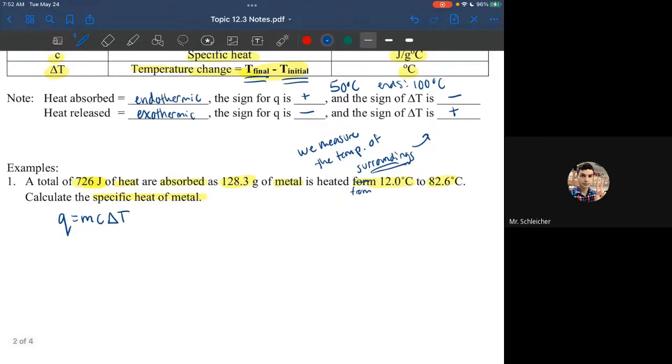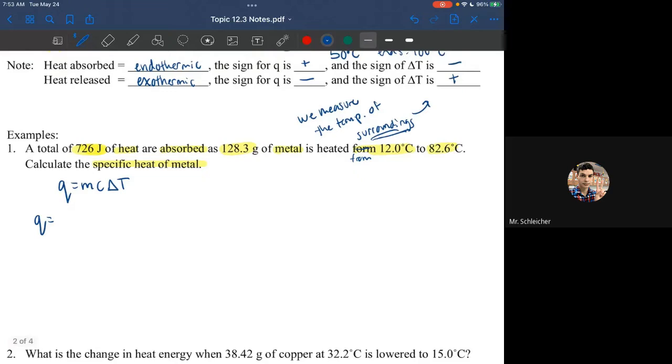All right. So over here, I think it would be useful to just list out all of our variables. We have Q, we have M, we have C, and we have delta T. And just remember that Q represents the amount of energy either absorbed or released, and C represents the specific heat that we're looking for here. So we can start filling in stuff that we know from the question. I do know that 726 joules of heat are absorbed, so I can use that for Q. That is how much heat energy is absorbed there.